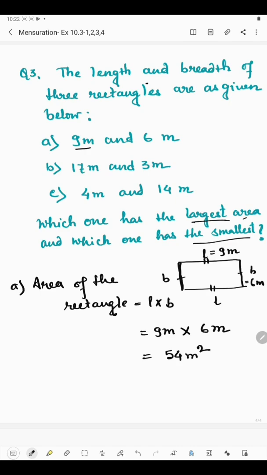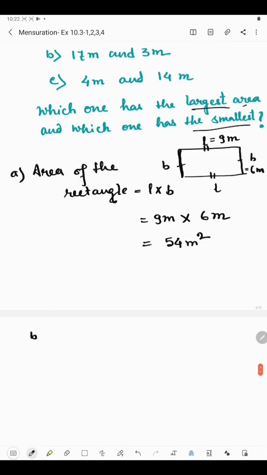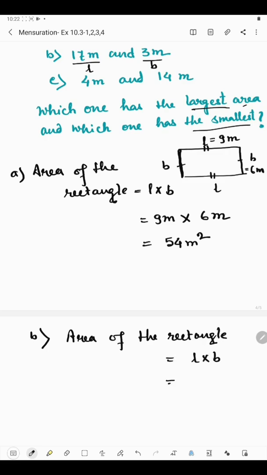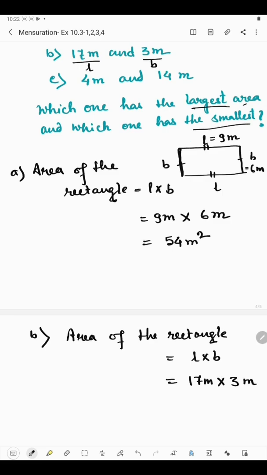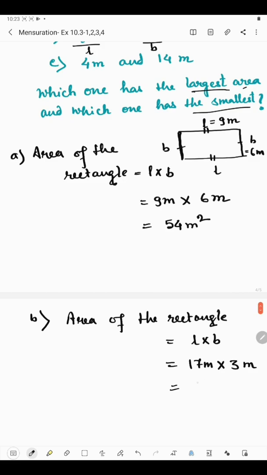Okay, now in the B part we have 17 meter and 3 meter. So 17 meter is the length and 3 meter is the breadth. So area of the rectangle is length into breadth. So length is 17 meter and breadth is 3 meter. So 17 3s are 51, and meter into meter, meter square.